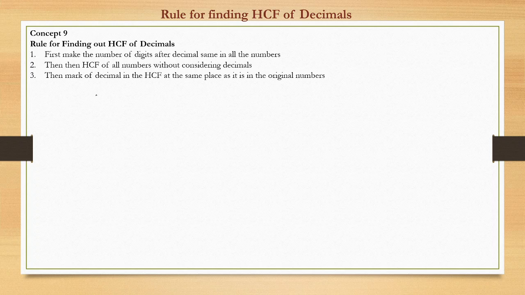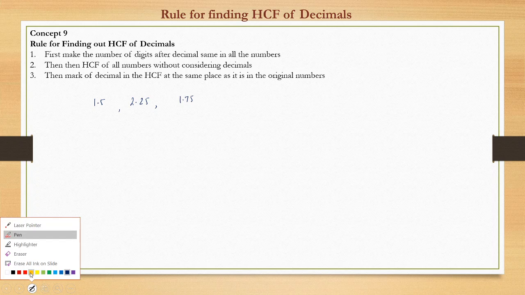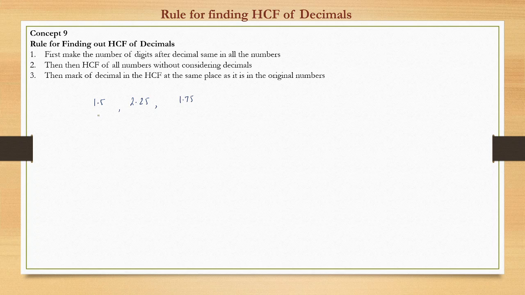So now if you have decimals, say suppose you have 1.5, 2.25, 1.75, these three numbers are there. So what does the rule say? The rule says you first try to make the number of digits after the decimal the same. Here the number of digits after decimal is 1, here it is 2, and here it is 2. So we'll try to make all the numbers have the same number of digits after decimal, that is 2.